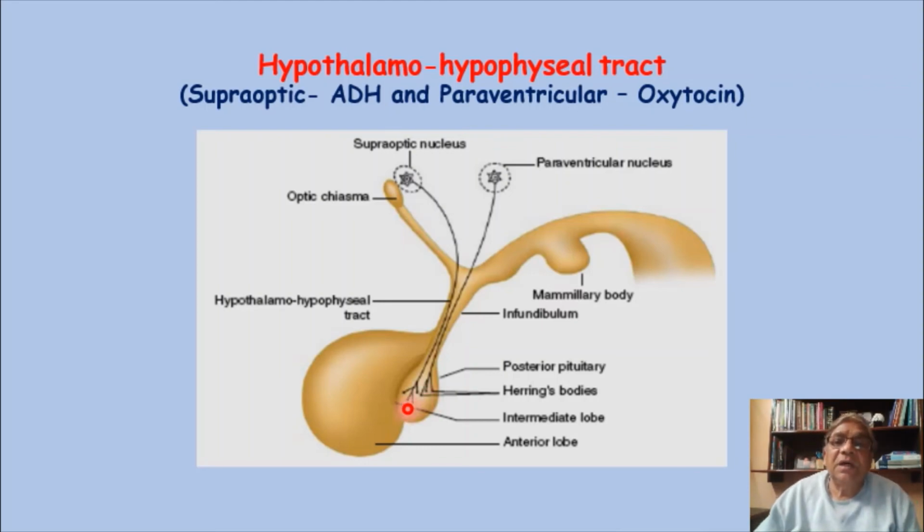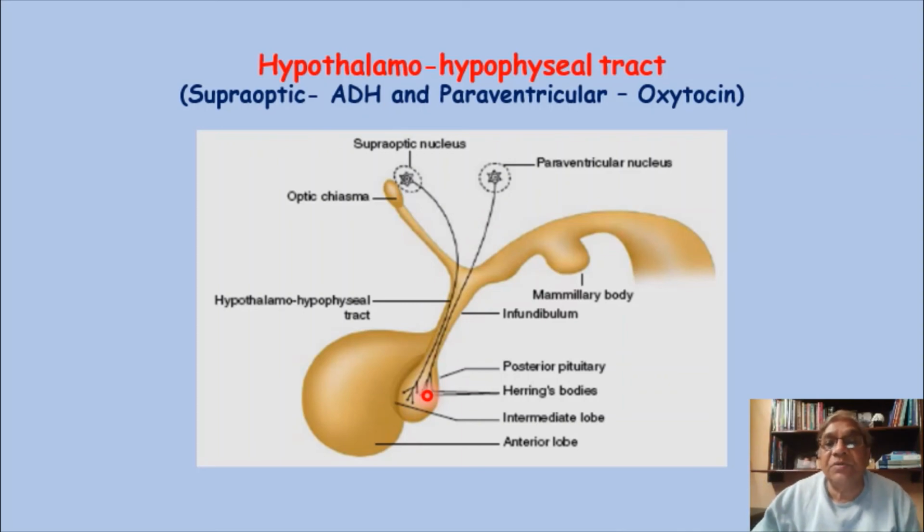So this is the end where it is collected, that is called the Herring's body, which can be seen in the slide of the posterior pituitary gland. There is no production of any hormone in the posterior pituitary, in contrast to the anterior pituitary, which produces so many hormones. These hormones are coming from the paraventricular and supraoptic nuclei. They only get collected here in the posterior pituitary.